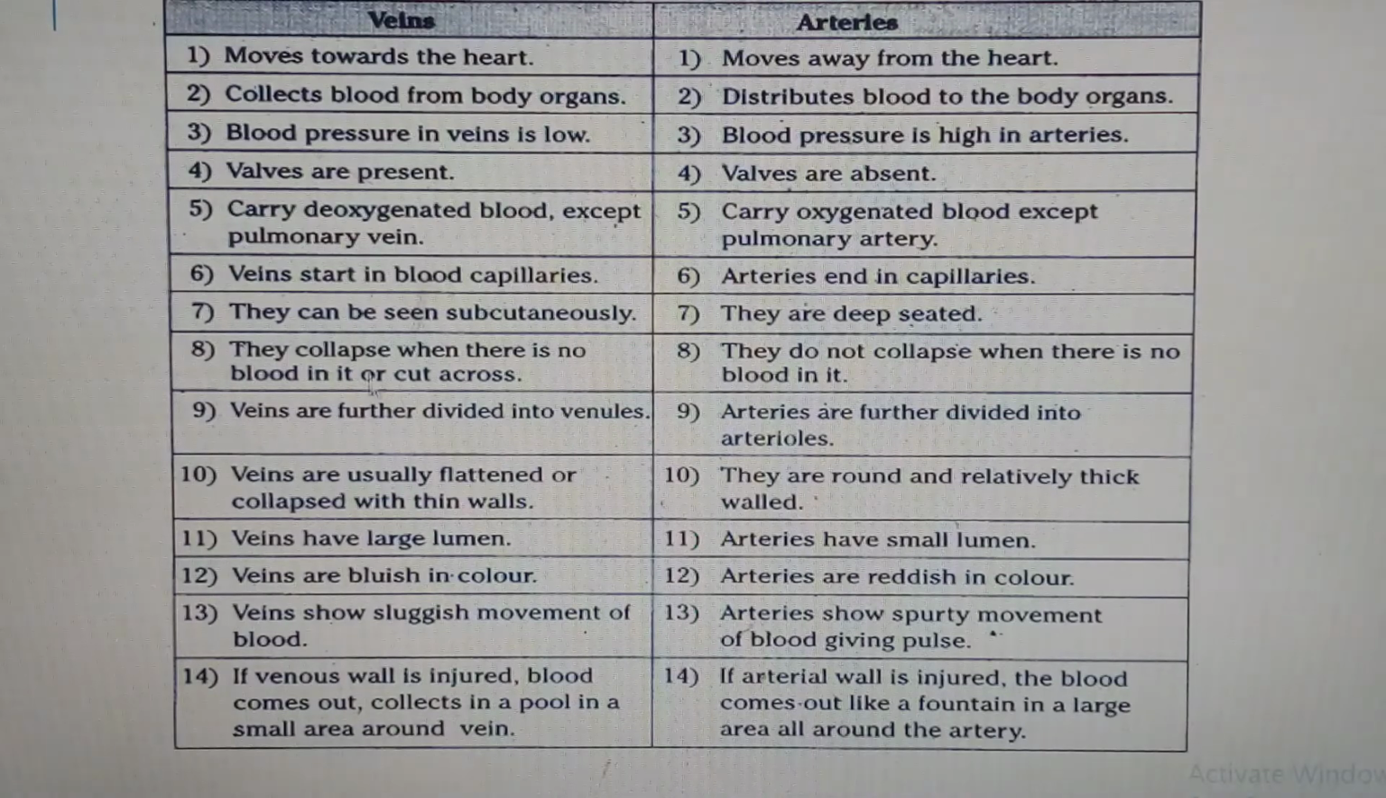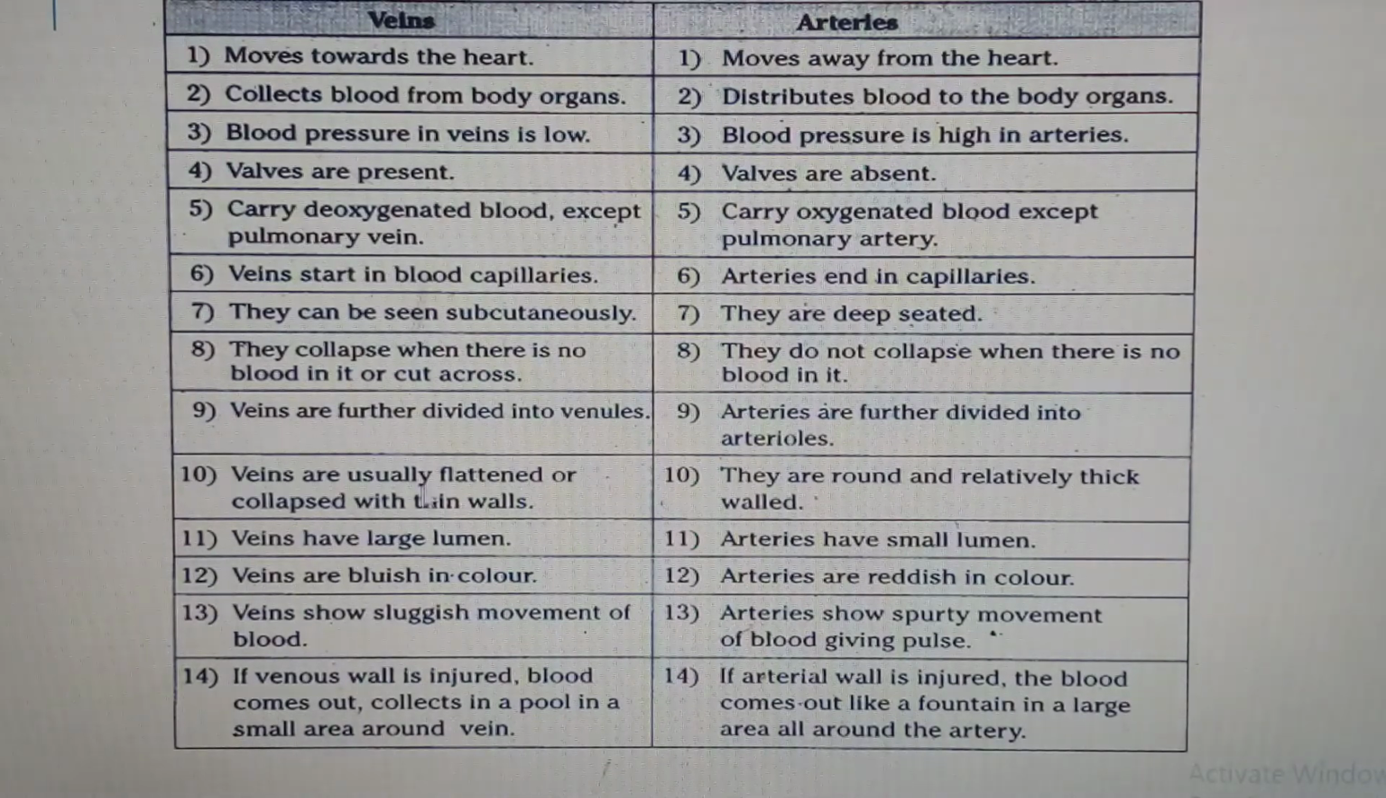So we say that veins collapse when there is no blood. Yes, veins will collapse when there is no blood, as we've also been seeing. But arteries will have patent lumina. Then the smallest veins in the human body are known as venules. The smallest arteries in the human body are known as arterioles.